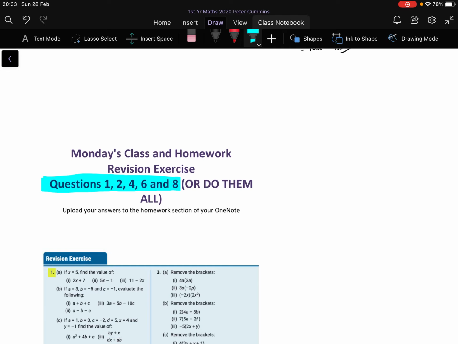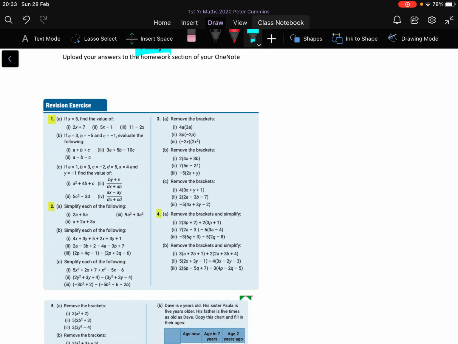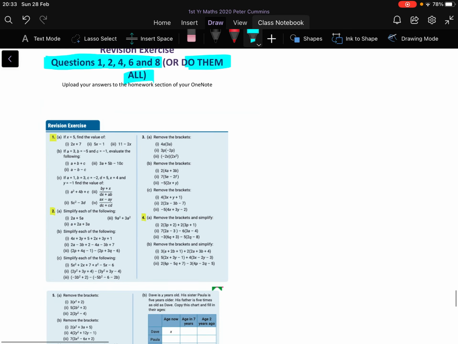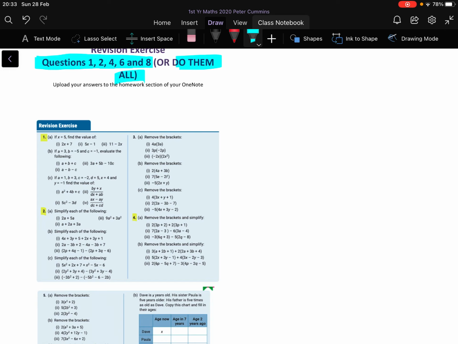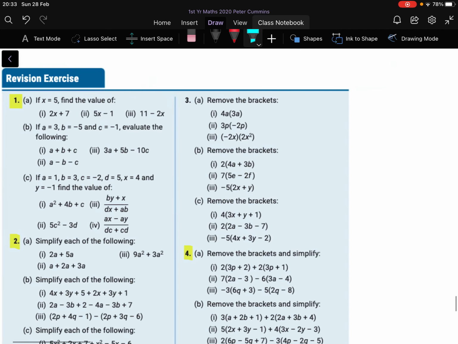If you're flying through it, don't do them in 15 minutes and move on. If you have them done in no time, do them all. Do all of them. Okay? It will not hurt you to practice this. The more you do, the more fluent you get, like learning a language, as we said before. So I'm going to get you to do a couple of these.